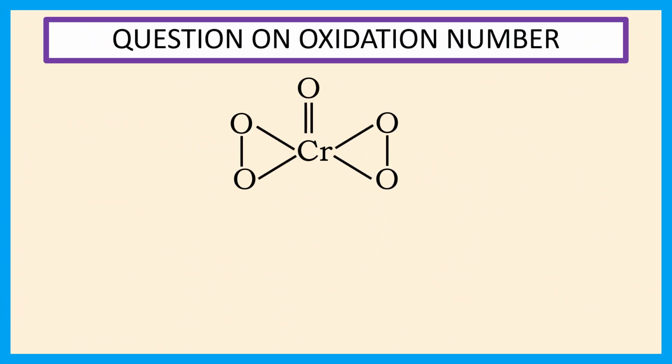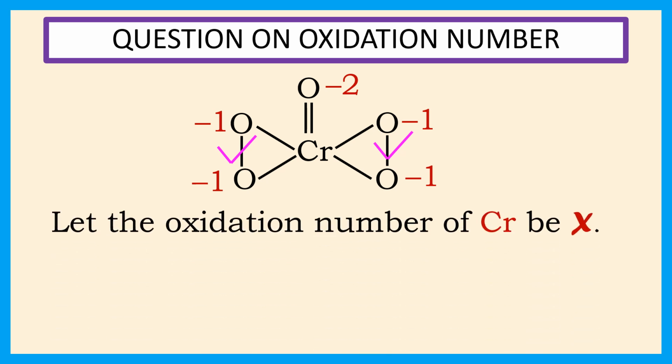This is the structure of CrO5. CrO5 has 2 peroxo bonds. So these 4 oxygen atoms are in a -1 oxidation state and the other oxygen atom is in a -2 oxidation state. Let the oxidation number of chromium be X.